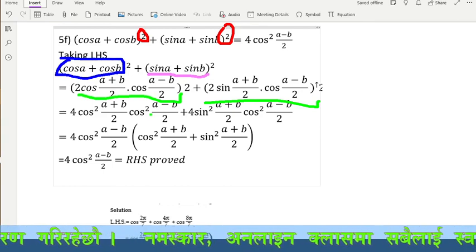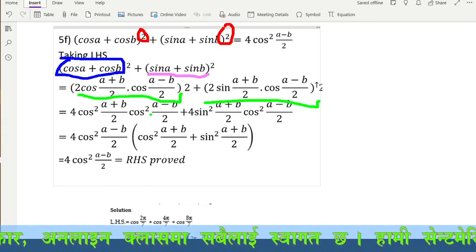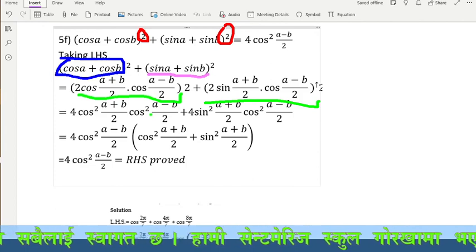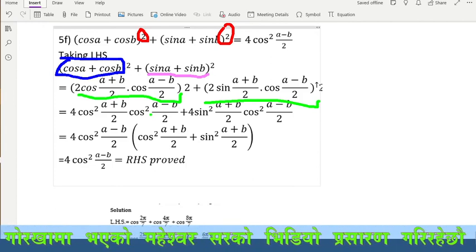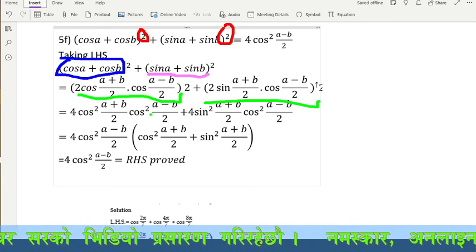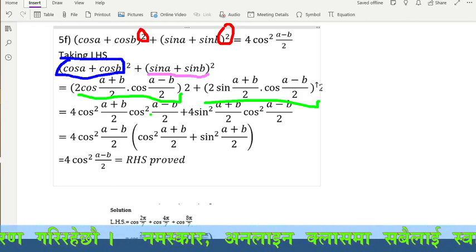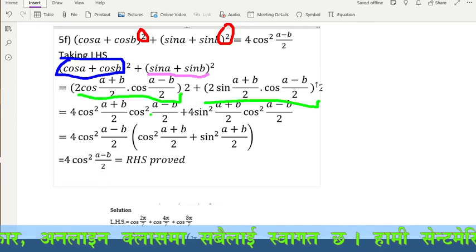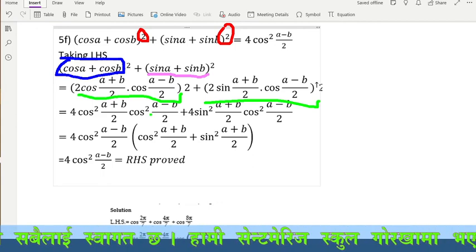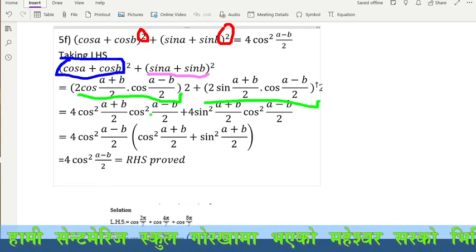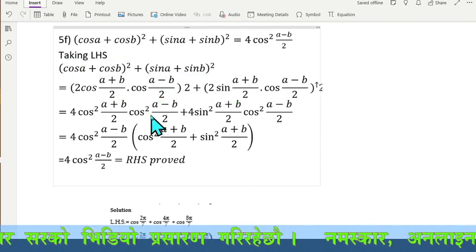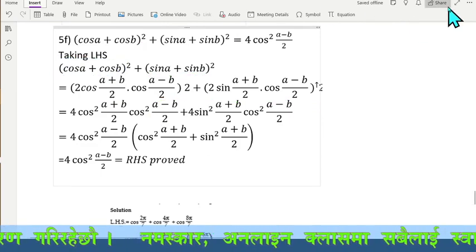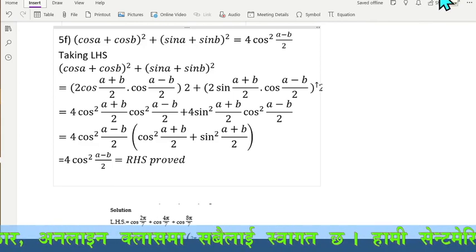So one question, all of you write for the graded question. All of you, I think, write the formula 2 cos A dot cos B. 2 cos A dot cos B, because it is the 2 cos A dot cos B formula. Cos A dot cos B.